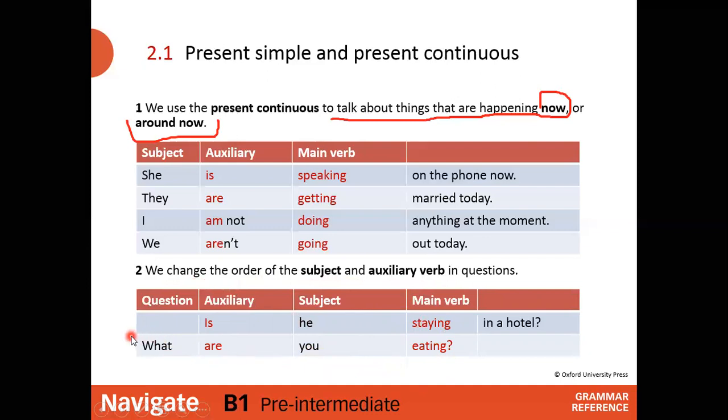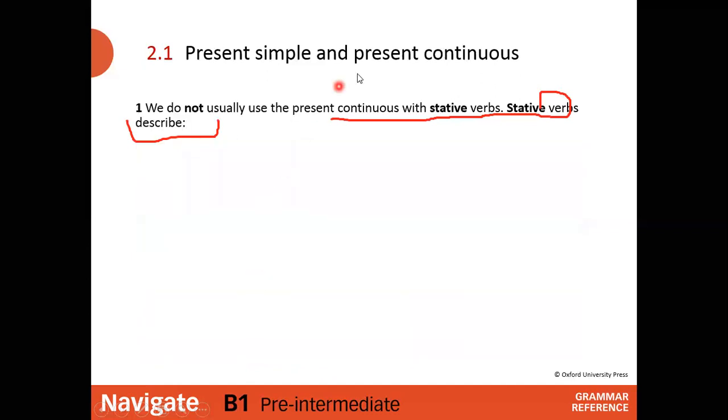So now it's a WH question. So there is a WH question word: what. You want them to clarify about the meal they are eating. Okay, what are you eating? All right. I hope it's understandable.